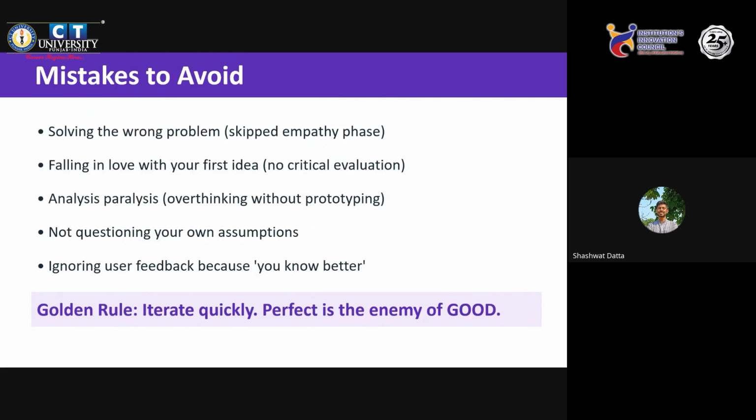Next, it can be that you didn't question your own assumptions. You're probably wrong about something. Stay curious. Lastly, you have ignored your user feedback. You think you know better, but you don't. So the golden rule is iterate quickly. Perfect is the enemy of good.